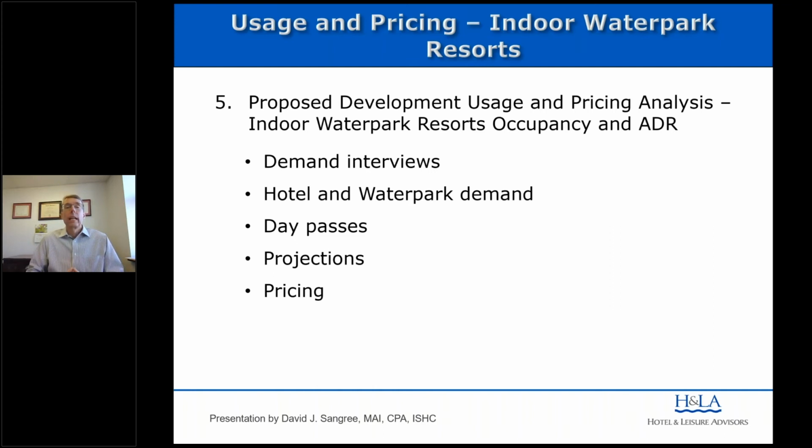Now, after doing a thorough market analysis, one should then analyze the potential usage and pricing for the water park project. And there are two different methods here: one if it's a water park resort, and one if it's a standalone water park. So first we'll talk about the water park resorts. In doing the water park resorts, we're going to analyze the occupancy and average daily rate of the competitive properties that we profiled in the market section. Again, those would include properties in the local area as well as a broader regional area. And the broader regional ones would be ones with amenities that are much more similar to what we're proposing to do.